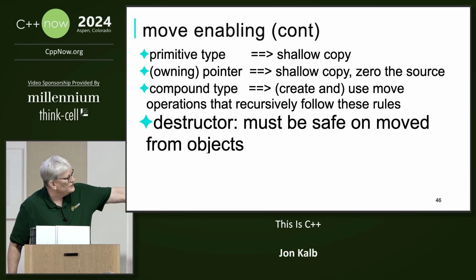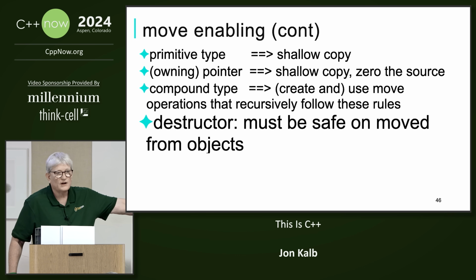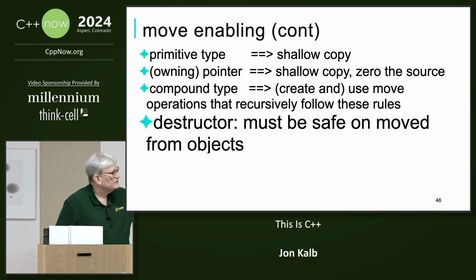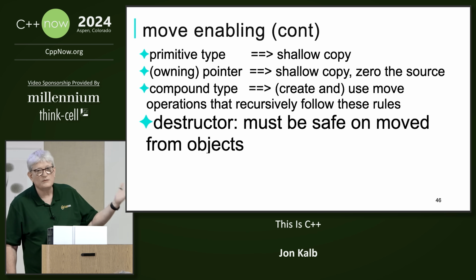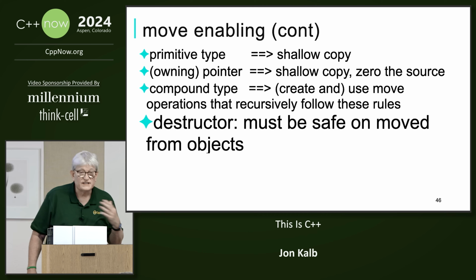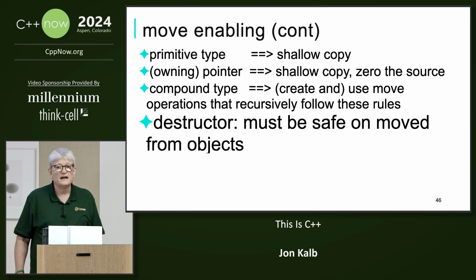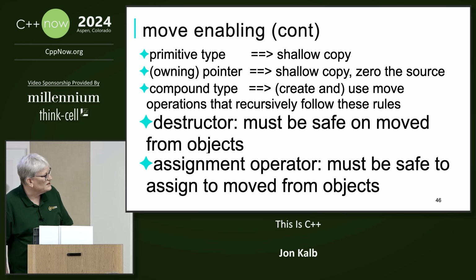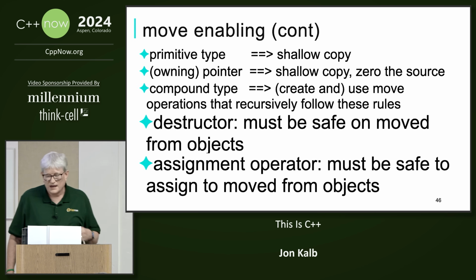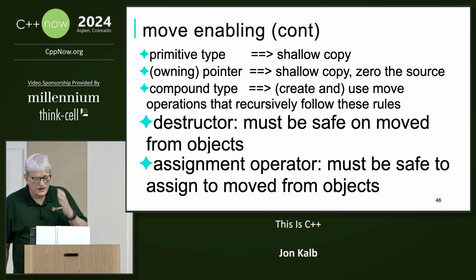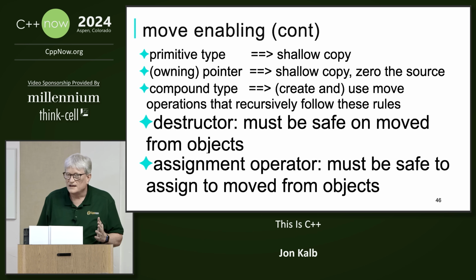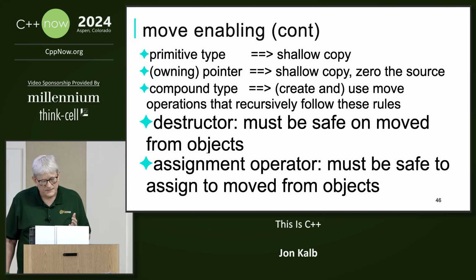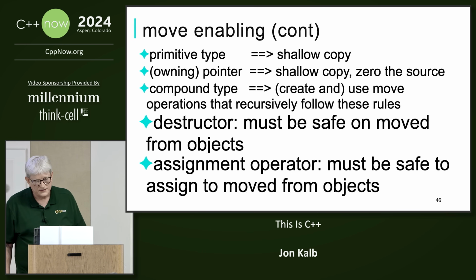We need to make sure that our destructor works on a moved-from object. That's not usually hard, but we need to make certain there's no assumption made by the destructor that wouldn't be valid if the object's moved from. So is that all we need to do? You also have to be able to assign to it. So assignment must be safe to moved-from objects. Why do we have to support assignment? Isn't destruction enough? Well, it turns out this is a very important use case.